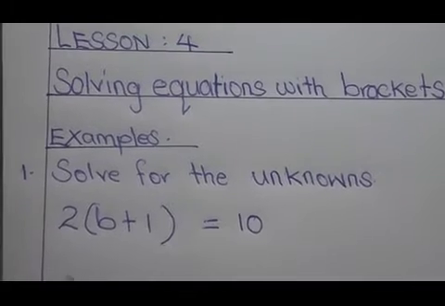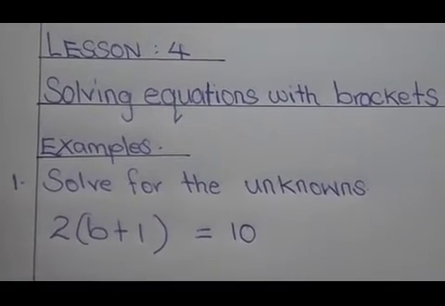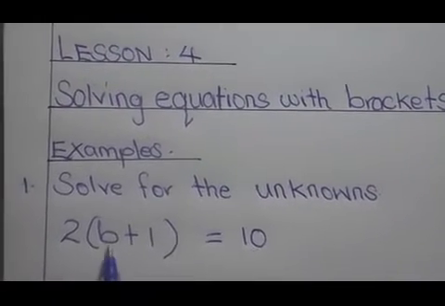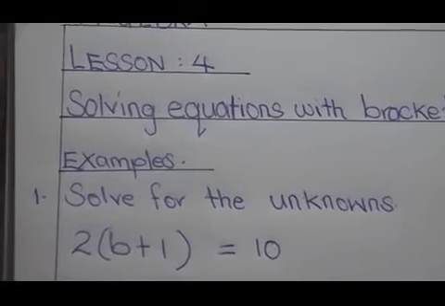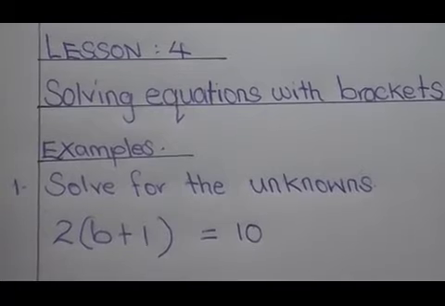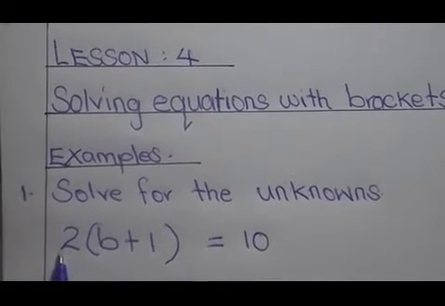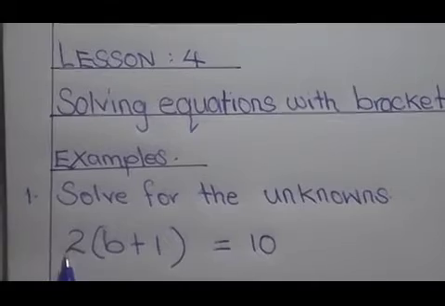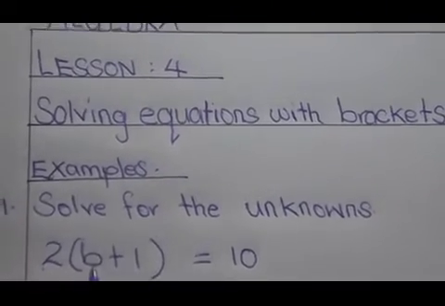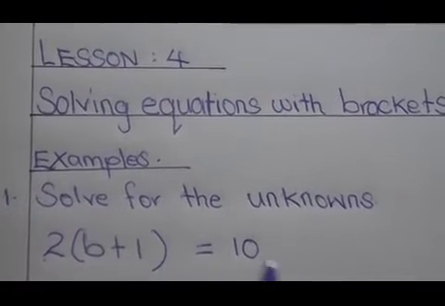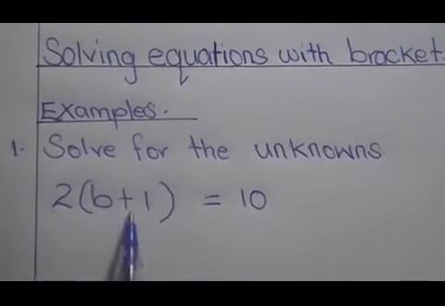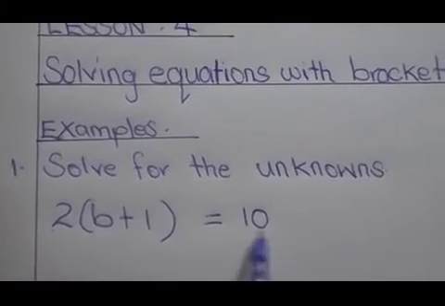Therefore, as we are solving for the unknown b, this time it is b, not x as usual. You remember how we removed our brackets in our former or previous lessons. So let's remove brackets. We are removing a bracket with a positive 2, positive 2 because it does not have any sign here. Then inside we have b and a positive 1 equals 10. It is read as 2 into b plus 1 equals 10.